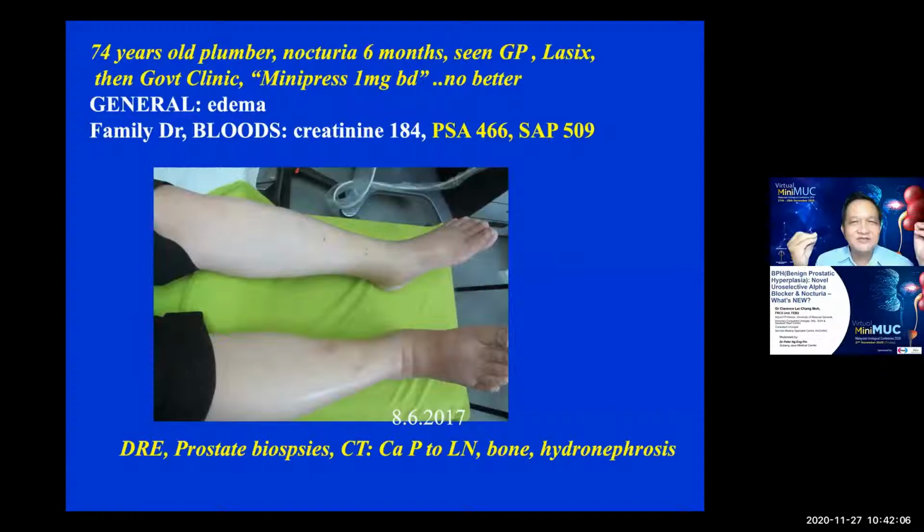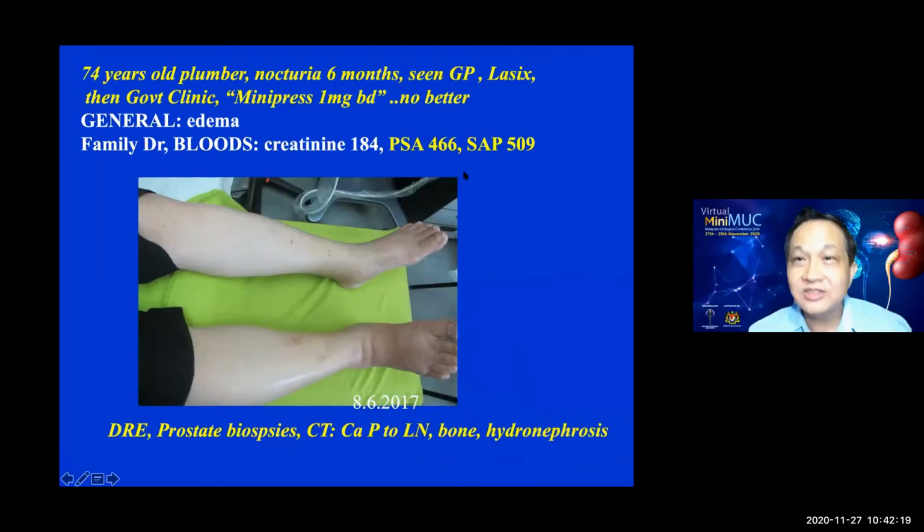The family doctor looked at him and said, okay, you have generalized edema. We better run a blood profile on you. And my God, the PSA was 466. We say we don't simply do PSA anyhow, but also don't underdo PSA. And alkaline phosphatase was 509. All the urologists in the audience will know that means it's not the liver, it is the bone. Prostate cancer goes to the bone.